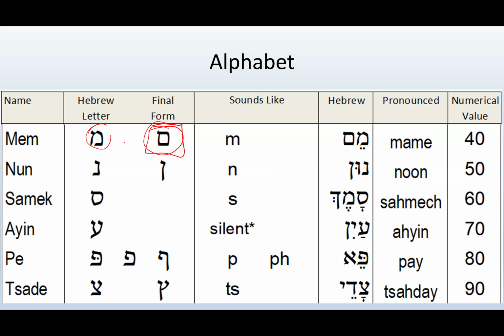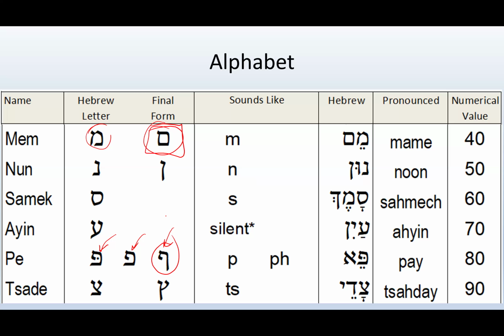Pay. Pay is another one of them that actually changes when we get the dagesh. So it's going to be P as in Papa, or without the dagesh, it's going to be a PH or F sound, and it also has a final form if it's the last letter of a word, like the name Yosef, Joseph. It's going to have this for the final letter.